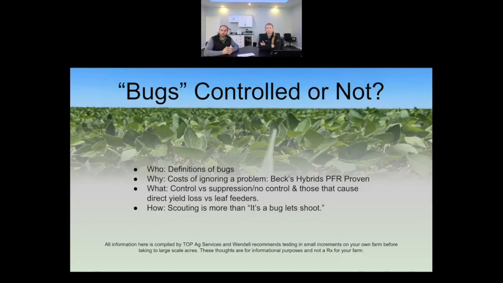This is part of our series of projects that we've been working on this winter regarding questions that you, the listener, have submitted. Today's topic is called bugs: controlled or not is our question. A little bit of the outline: what is the definition of a bug? Why? The cost of ignoring a problem. We'll dive into a little bit of Beck's PFR proven dollar and cost situations there. And then control versus suppression, those that cause yield loss directly versus others. And finally, how? Scouting is more than just let's see a bug, let's shoot.